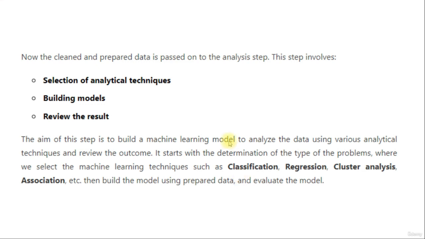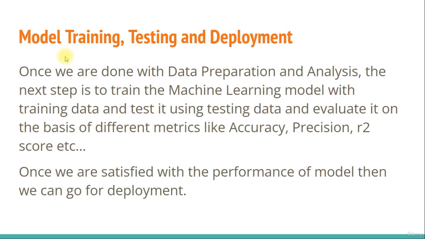So we have to classify the type of problem or the business case that we are solving in combination of different ML problems, like whether it's a regression use case or it's a classification use case or it's an unsupervised learning like clustering or association. So based on that, we'll choose appropriate machine learning models to train. Next, we have model training, testing, and deployment. Once we are done with data preparation and analysis, the next step is to train the machine learning model with training data and test it using the testing data and evaluate it on different metrics like accuracy, precision, R2 score.